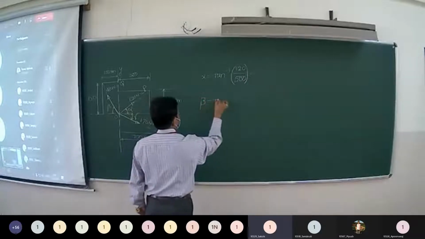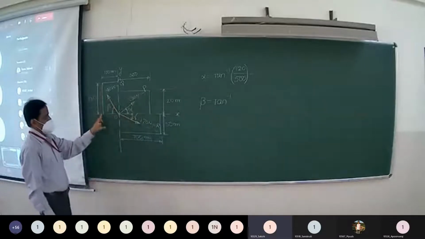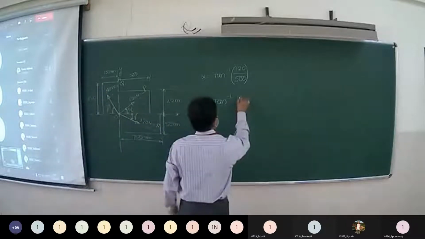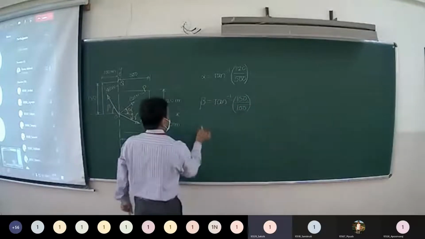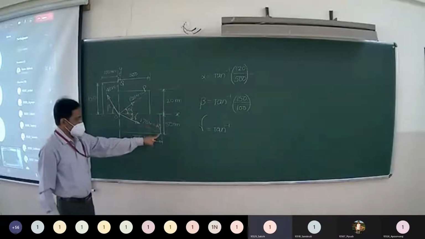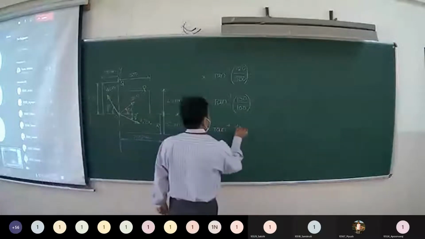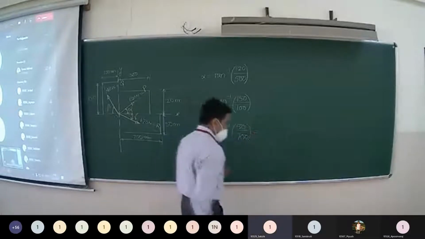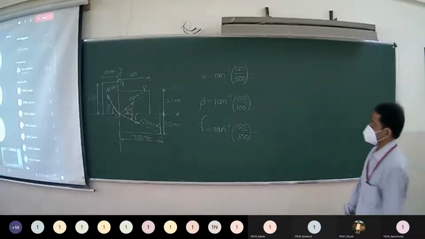Similarly, beta is equal to tan inverse. Opposite side is 150, adjacent side is 100. So it is 150 upon 100. And gamma is tan inverse. Opposite side is 50, adjacent side is 700. So it is 50 upon 700. Do the calculations and find out the angles alpha, beta, and gamma.